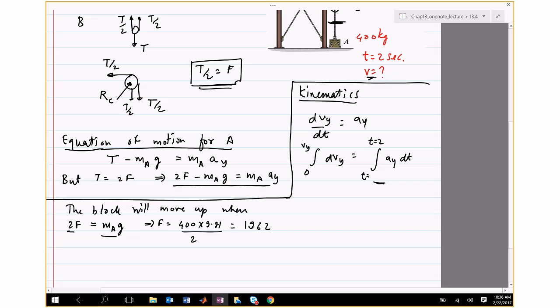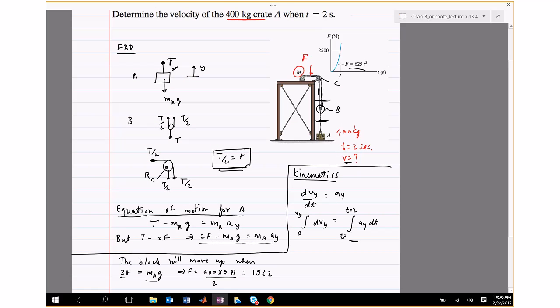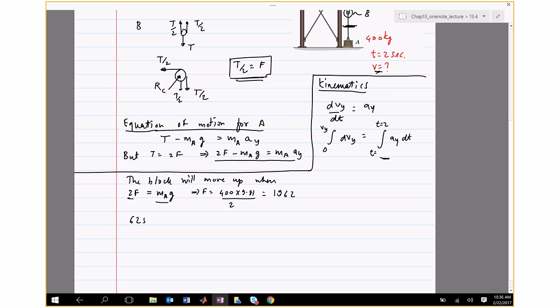But we need to find the time at which the force reaches that value. The way we do this is we're given F is 625 times t squared. So 625 times t squared equals 1962. If you want to solve for the time using that equation, I get 1.772 seconds. So when the time equals 1.772, that's the time at which the force in the cable is going to be equal to mass times gravity.